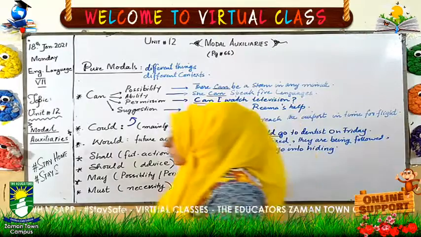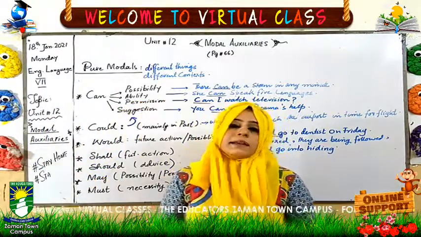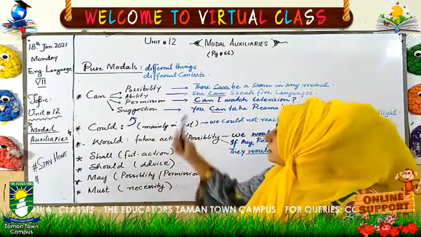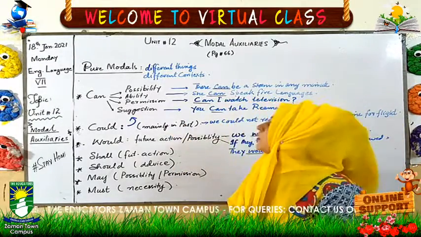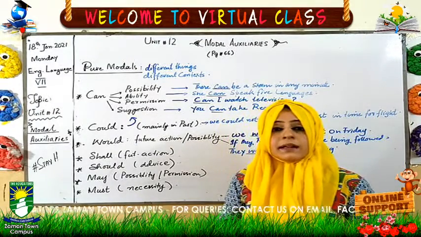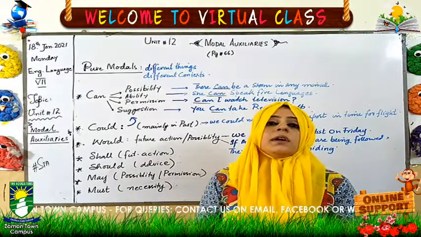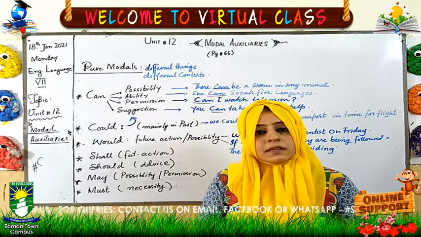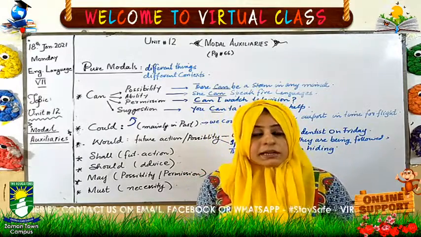Now what are pure modal auxiliaries? As we have discussed, these are usually helping verbs and they enhance the meaning of the main verb in the sentence, right? Now the second heading we have is pure modals. They come along with the main verb and give more enhanced meaning to the main verb. If it is a verb like eat, you have to eat, you must have to eat.